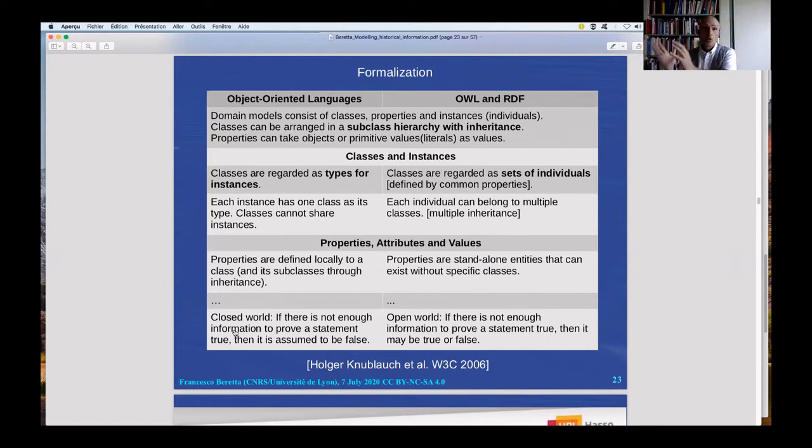If you take OWL and RDF, you model in another way. And you must know the modeling is not the same. So the formalization is not the same. So if you have to decide which one you take, please give a look at this and think about it before deciding.